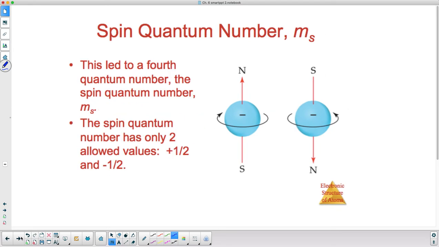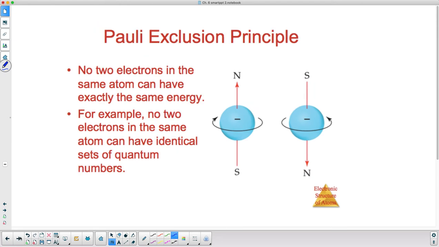Okay, so let's keep going. This led to the 4th quantum number of m sub s, the spin quantum number. The spin quantum number has only 2 allowed values, +1/2 and -1/2. So that means when it's facing north, that's a +1/2, and when the spin allows it to face south, then it is -1/2. Okay, so we keep going.